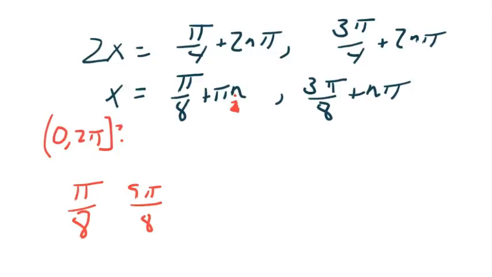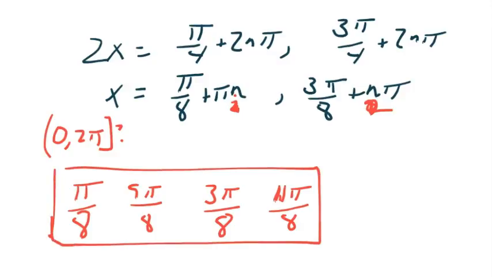Now we go to the 3 pi over 8. Is 3 pi over 8 plus 0 pi in the interval? Sure, so 3 pi over 8 is a solution. We let n equal 1. 3 pi over 8 plus pi, well, that's 11 pi over 8, which is smaller than 2 pi. But if we let n equal 2, then we have 3 pi over 8 plus 2 pi, which is not in the interval. So there are 4 solutions in the interval 0 to 2 pi of the original question, which was 2 sine of 2x equals square root of 2. These are the solutions for x in that interval.